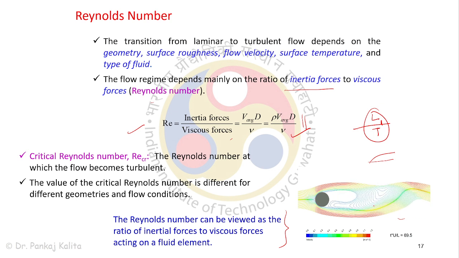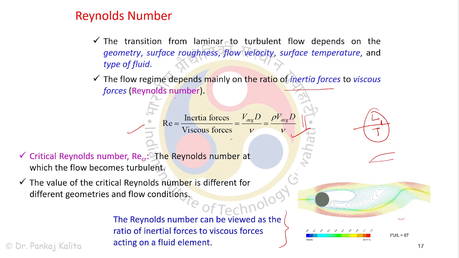Okay, so first is the Reynolds number. Its significance is that it tells whether the flow is laminar or turbulent. As the fluid flows onto a surface, there is a transition from laminar to turbulent depending on the geometry, surface roughness, flow velocity, surface temperature, and what type of fluid we are taking. So basically the Reynolds number tells whether the flow is laminar or turbulent, depending on which range the Reynolds number value falls in and for which type of system.